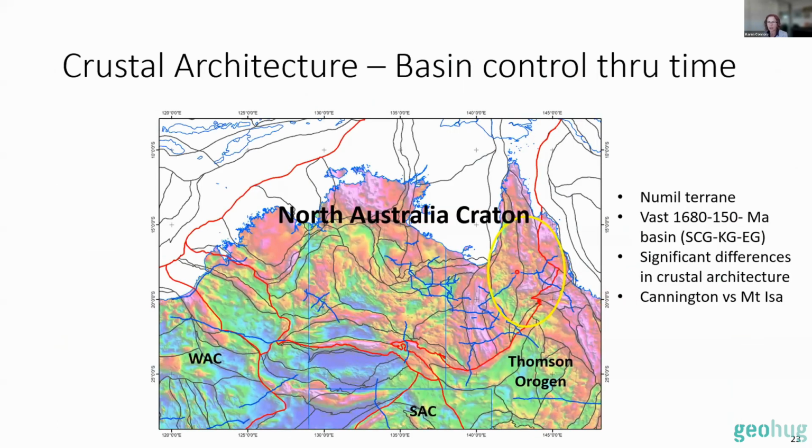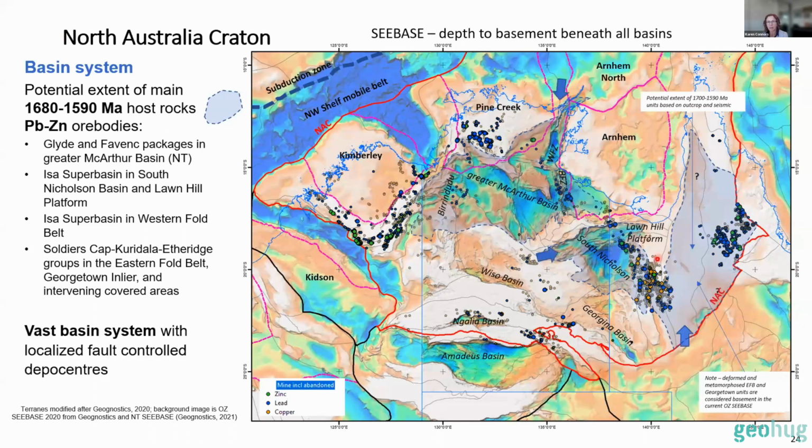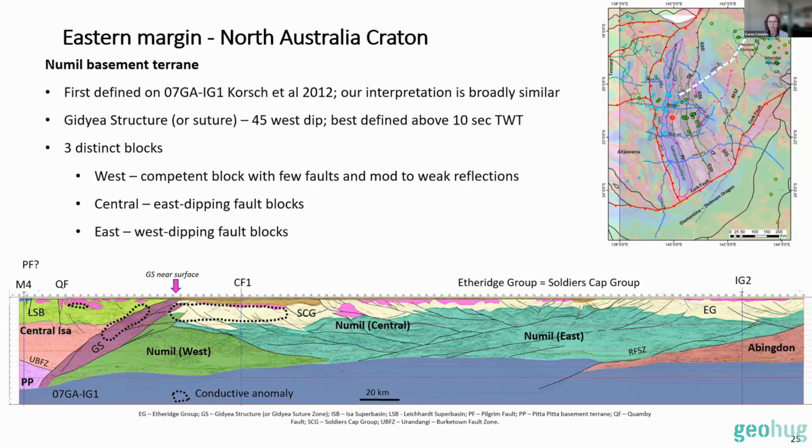Okay, we'll jump in and look at Numal in a bit more detail. So we looked at this earlier, the extent of the basin system. Now we're going to focus on this eastern Soldiers Cap. So we have outcrop of the Soldiers Cap Group and Kurridala Group here on the eastern edge of the Mount Isa province. So first, the 07 IG1 lines.